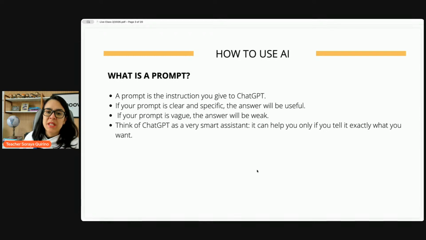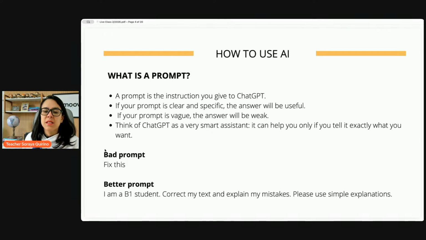Think of ChatGPT as a very, very smart assistant. However, it can only help you if you, the boss, give instructions. So the boss needs to give some instructions, okay? And let's see an example of a bad prompt.